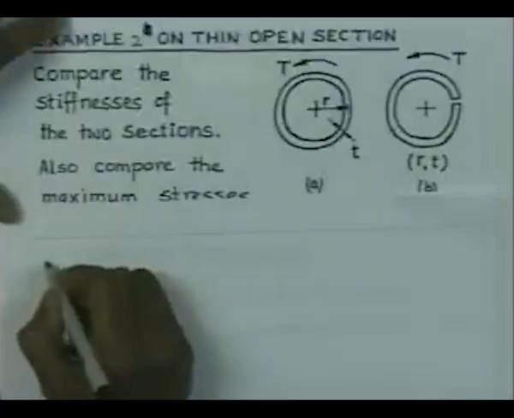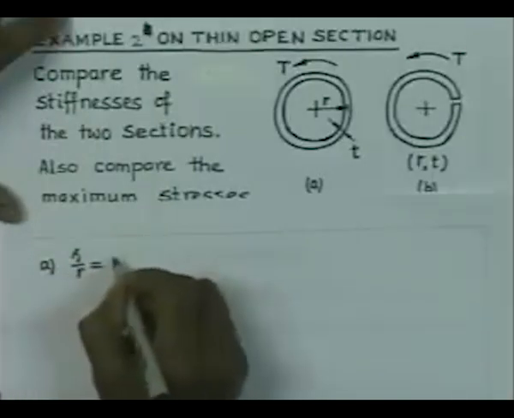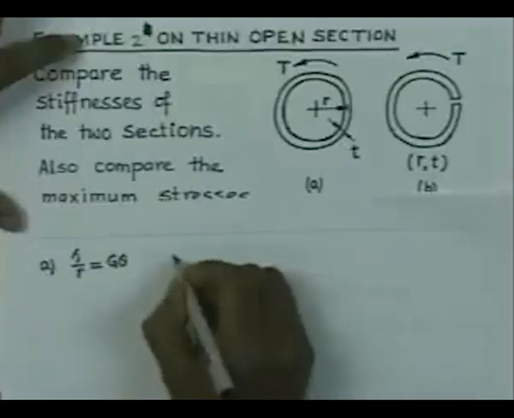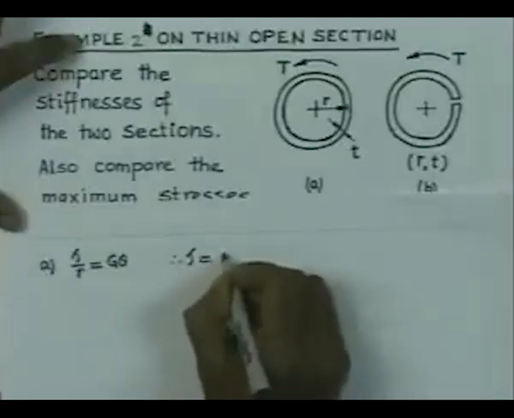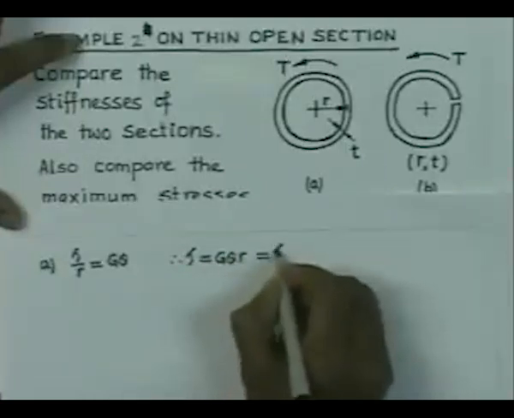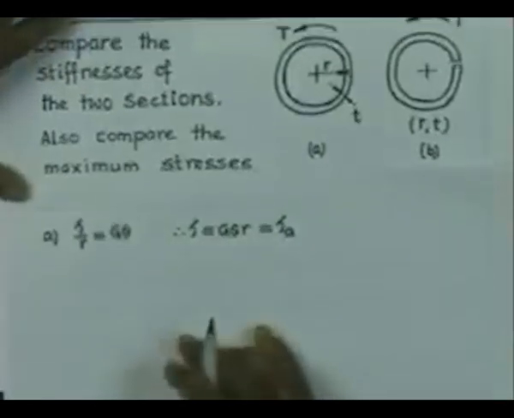First of all, if we consider the closed section, we can apply the formula that we have derived in the strength of materials course related to circular cross sections. So, we can write for section A, tau by r is equal to G theta, where theta is the angle of twist per unit length, and therefore, for this case tau is equal to G theta into r, and let us say that this is the maximum shear stress in section A or problem A.